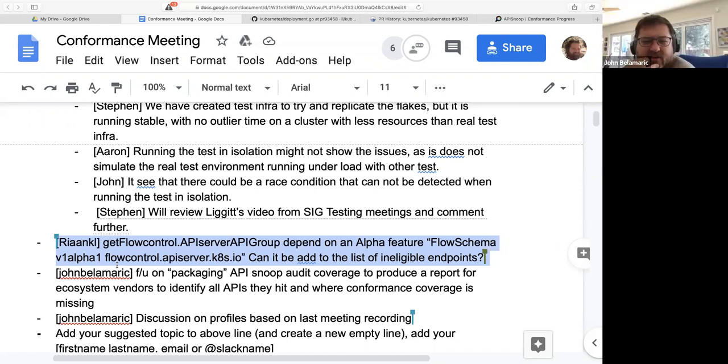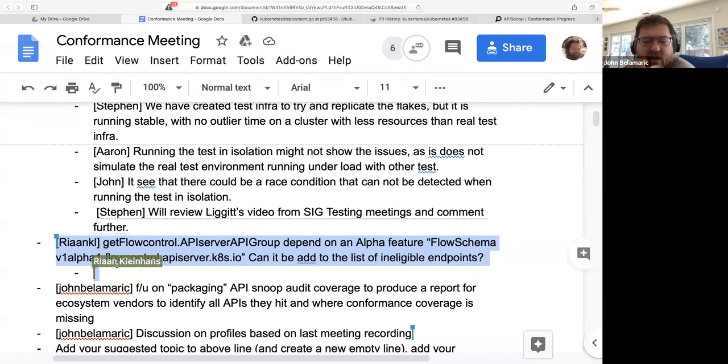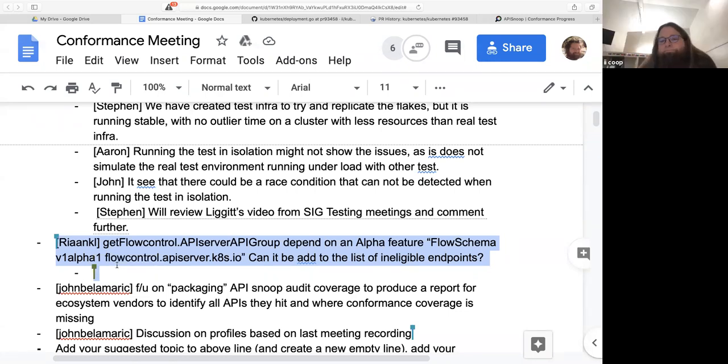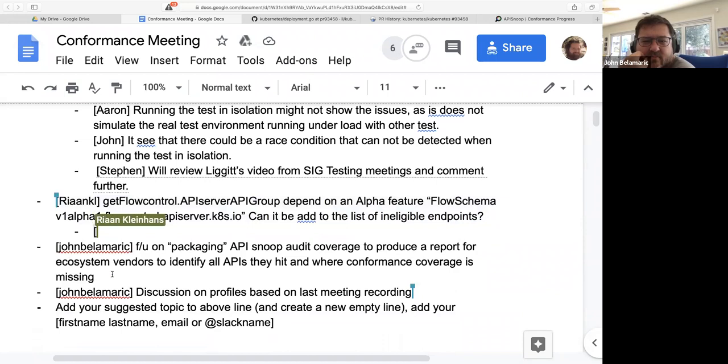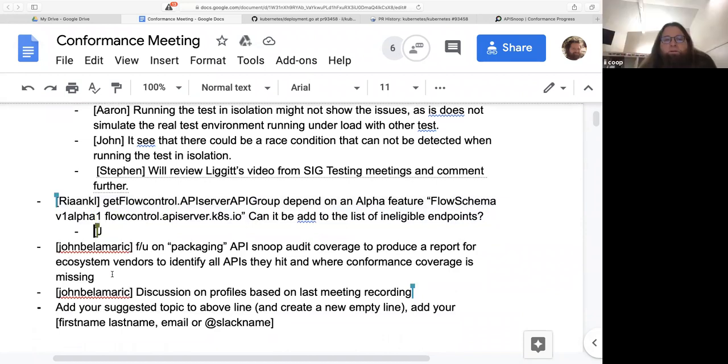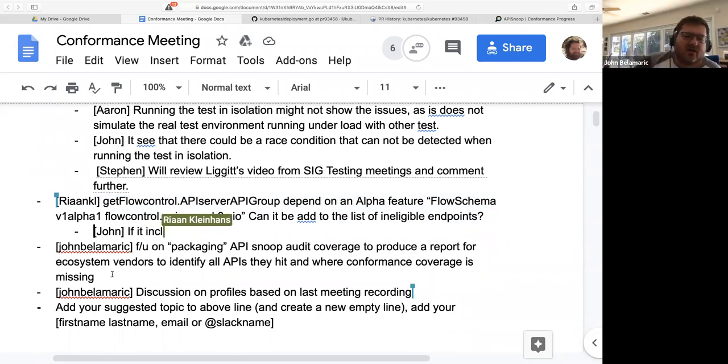I guess I'm not clear. It's being counted right now as a missed test. Oh, well, yeah, if it depends on an alpha feature, then definitely it shouldn't be in the list of things. We will submit another PR to APISnoop to update that list of endpoints. I just wanted Rian to go through the full process of identifying it and bringing it towards the group. Okay, yeah, for sure. There's a learning process.